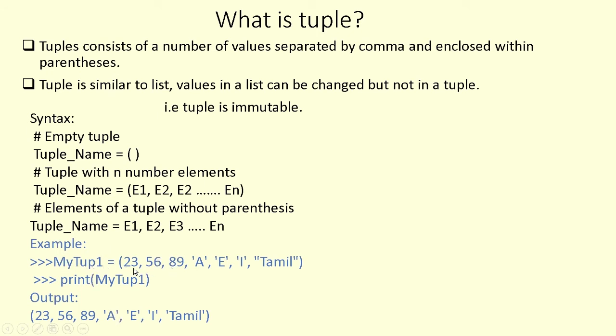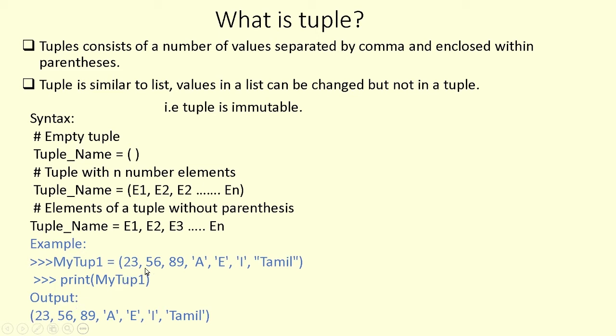Let us see the example. my_tuple1 is equal to 23, 56, and so on, so there are integers, characters and a string enclosed within. So I have initialized my_tuple1. Print my_tuple1, and you will get the values printed. When showing the output, it will be enclosed within parentheses.